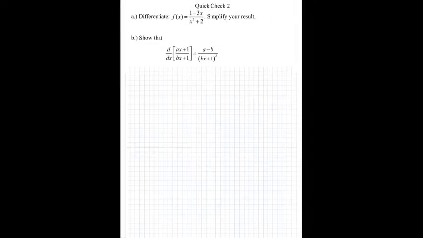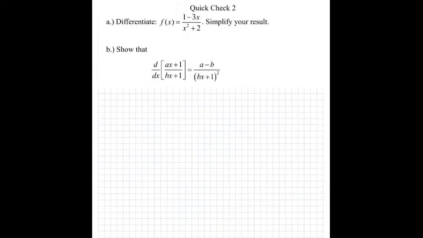Okay. Let's go like this. So then for part A, we're given that f of x is, the denominator is x squared plus 2 under 1 minus 3x. All right. Okay. So we're going to use the quotient rule. Low d high minus high d low over low low.